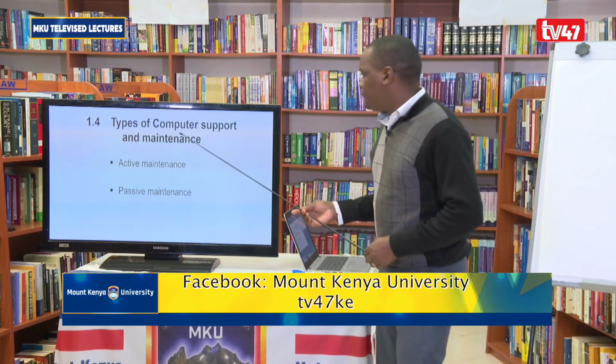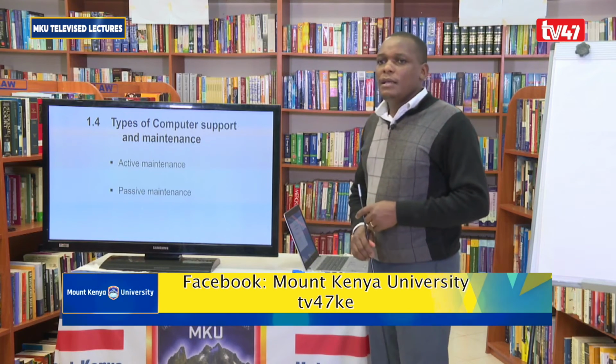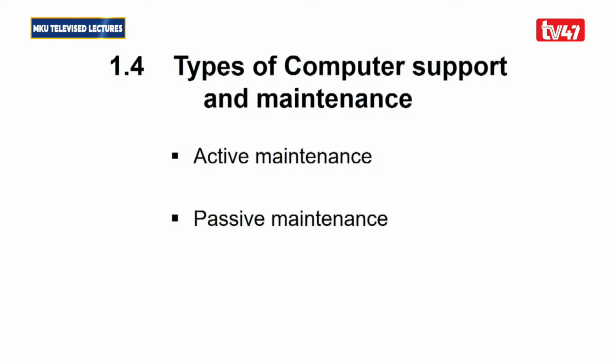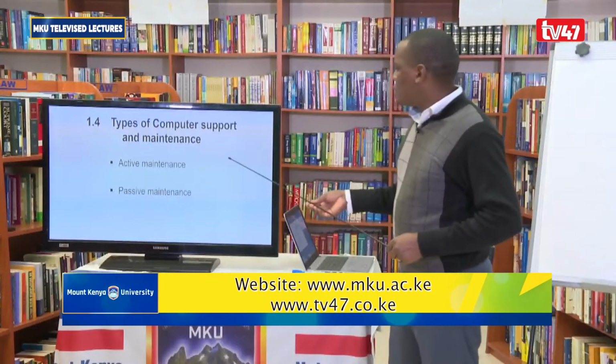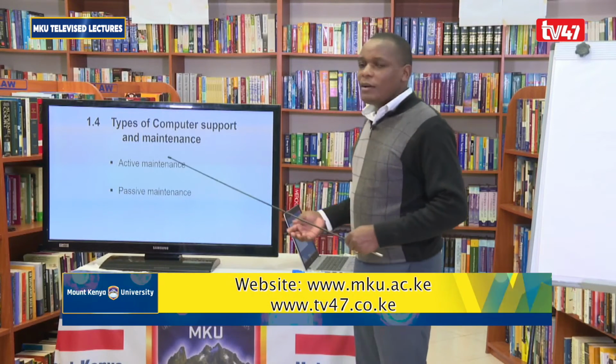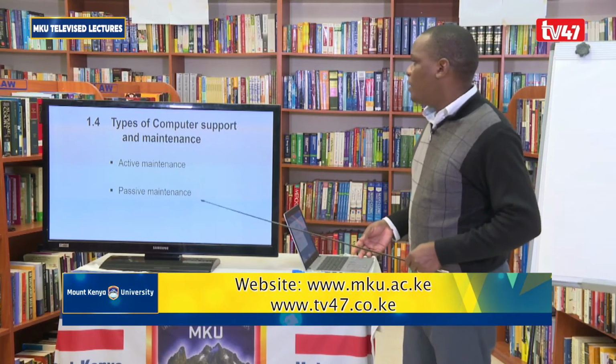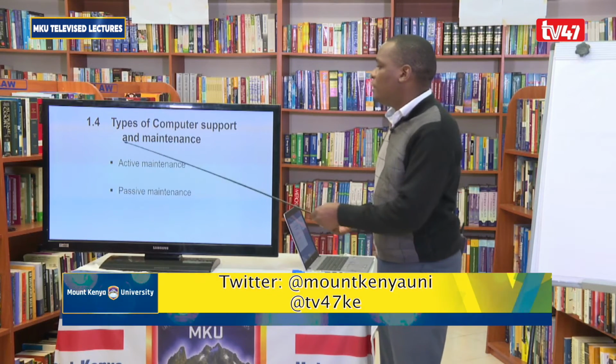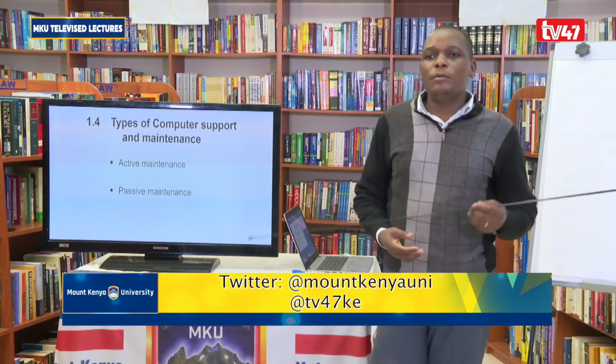There are two types of support and maintenance. We have active maintenance and we also have passive maintenance. When you talk of active maintenance, these are the aspects of repairs that may come in to solve a problem that might have occurred on a hardware component or software, or in a group of computers that are in a network. It takes place in form of repairs, active participation in terms of carrying out maintenance.